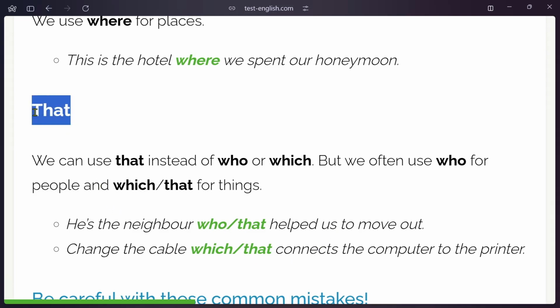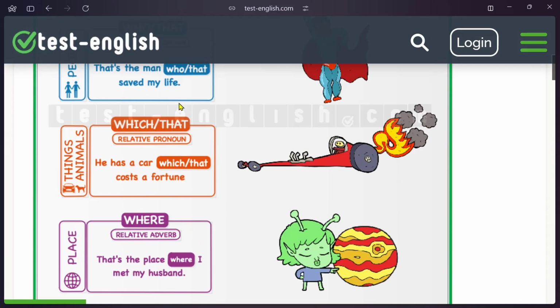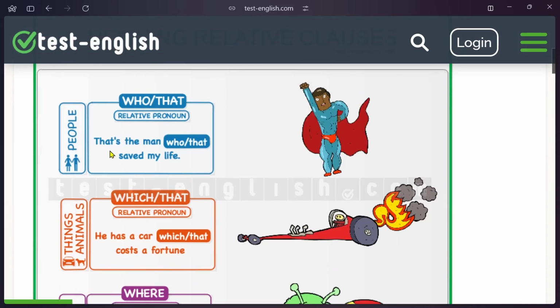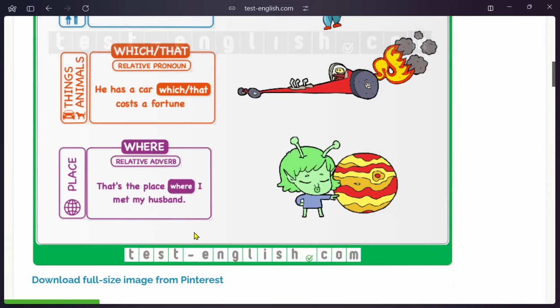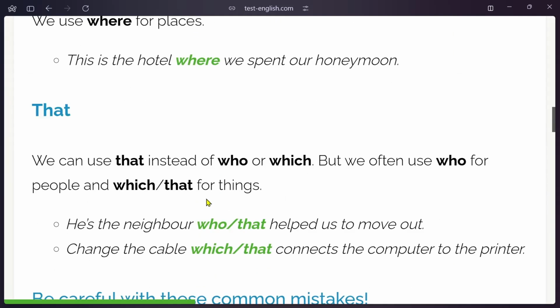So that is also used, you see over here. You can use that for people and things, but most often we use who for people and which or that for things. Sometimes you can say that for people, but who is more common. He's the neighbor who helped us to move out. Or he's the neighbor that helped us to move out.